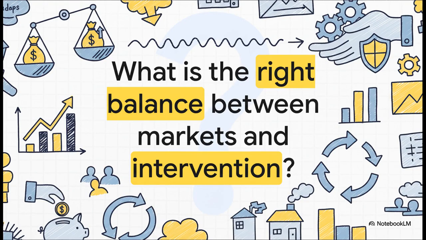And this right here brings us to our final and probably most important thought. Since real markets are never perfect, we're left with this massive question. What's the right balance? How much should we rely on the self-correcting invisible hand of the market? And where do we need deliberate intervention to fix its flaws? Finding that sweet spot is one of the absolute biggest challenges for economists and policymakers today.